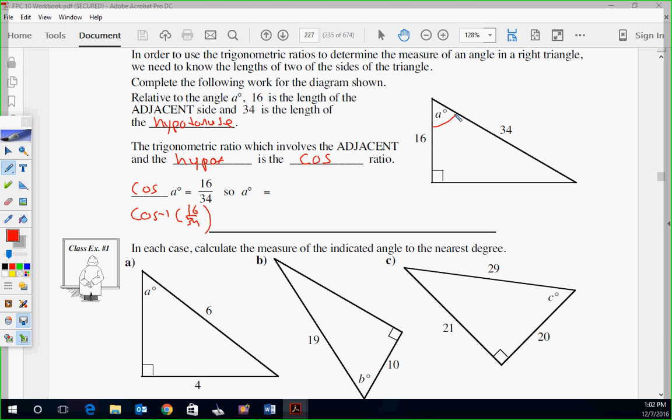Okay, do we get that? 62? Yeah, you good, Aiden? Yeah, nearest degree. We don't want decimal degrees, so just round to the nearest whole degree. Okay. Any question on that? We went through those 2 things quickly.